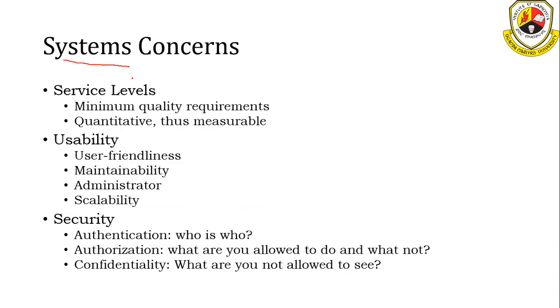The systems concerns. So here, in terms of ICT management, we'll be thinking about service levels. What is the minimum quality that we expect from a system that is being demanded for implementation? What is measurable about it? This is the minimum functionality that we expect. Usability: the ability for that system to be used by the employees of that organization. Then you look at others: maintainability, scalability, so on and so forth.